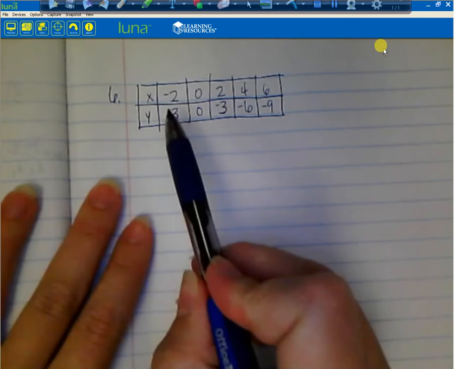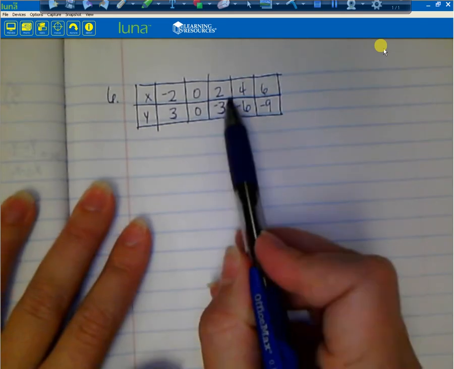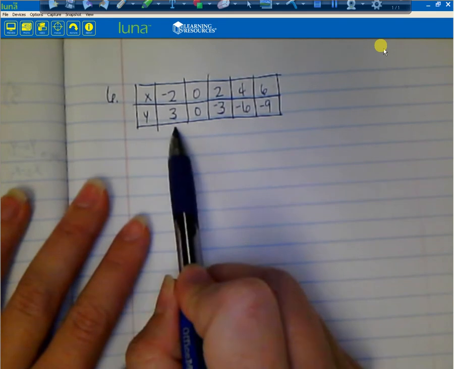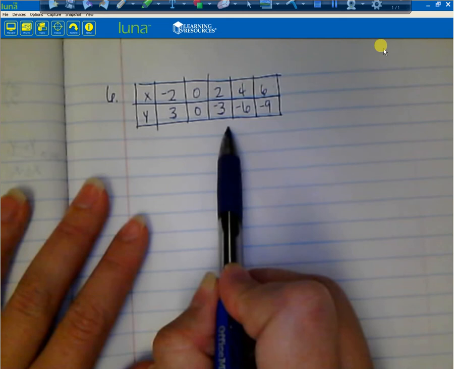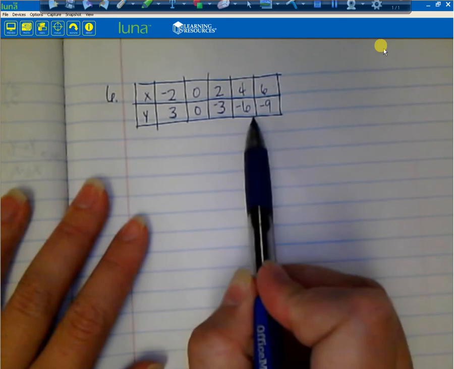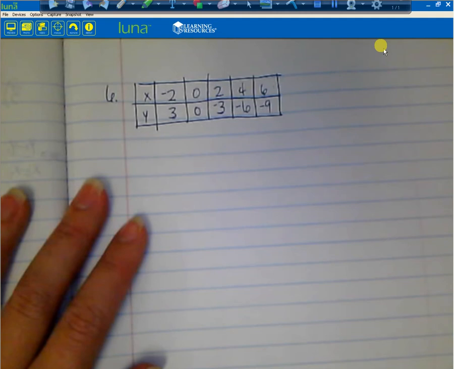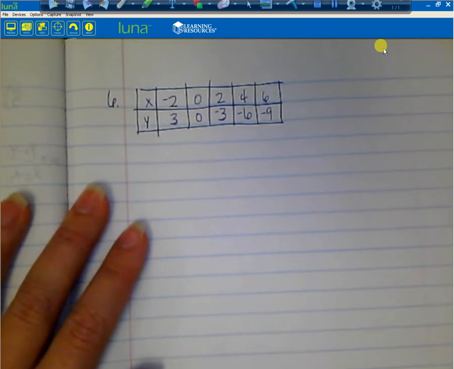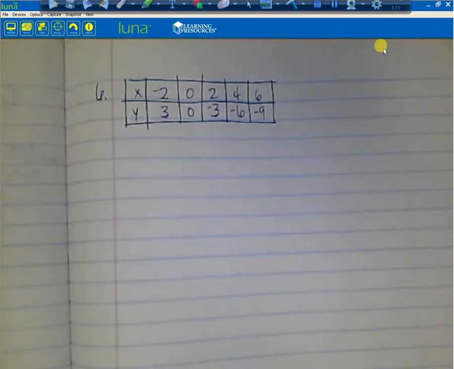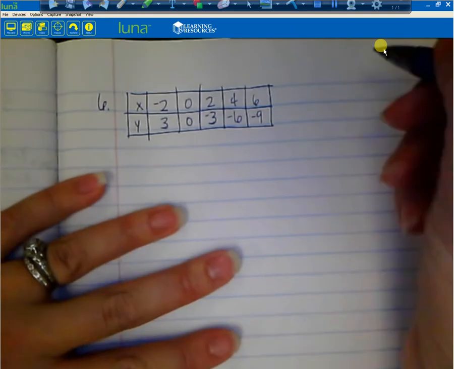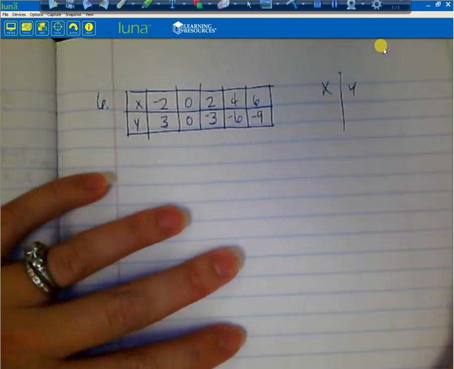You have negative 2, 0, 2, 4, and 6. Your y's are on the bottom with 3, 0, negative 3, negative 6, and negative 9. Make sure you get that copied down. The goal here is to use the slope formula to find the slope of the line that contains these given points. These points are just written a little bit differently than the normal table that we've given you with the x on this side and the y on this side, but they're exactly the same.